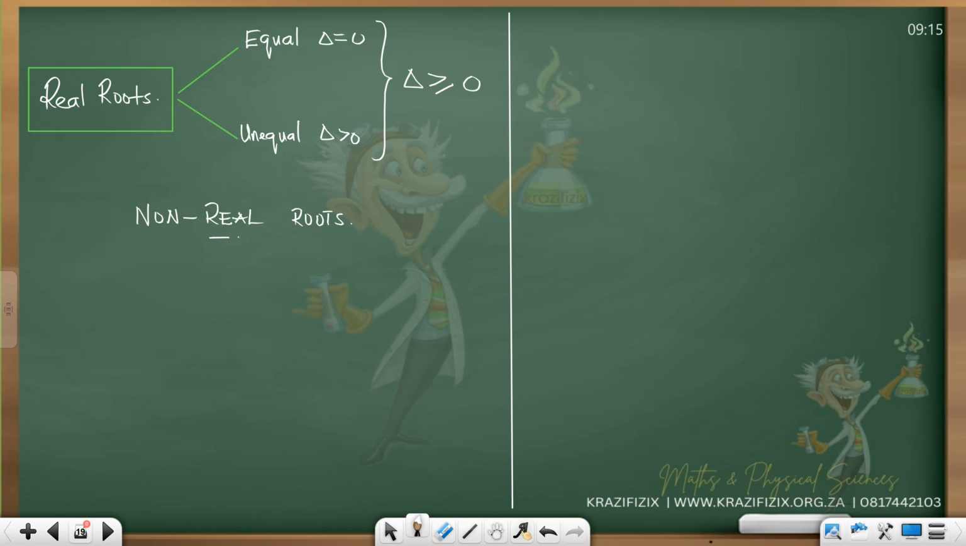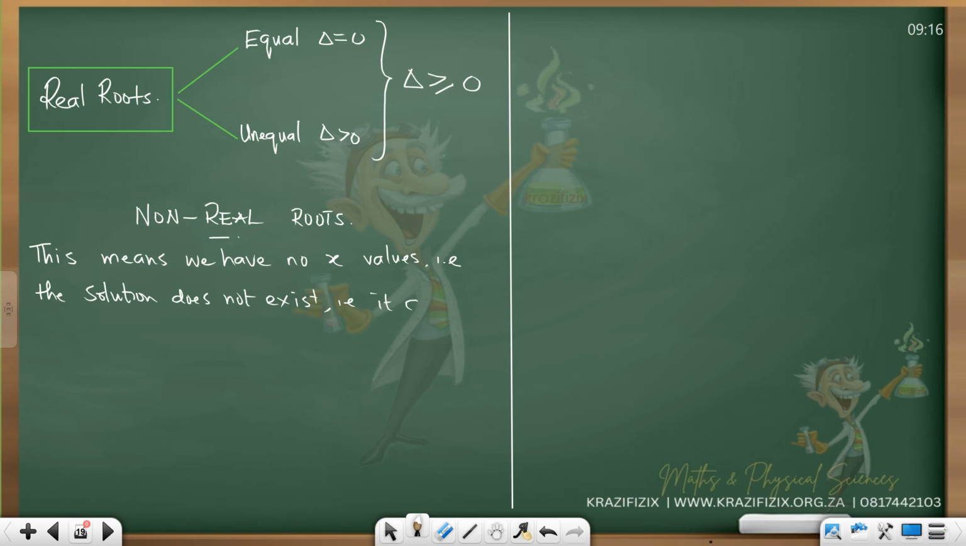Are we ready for that? So it's either our roots are real or non-real. This means we have no x values. That is, the solution does not exist. That is, it cannot be solved.